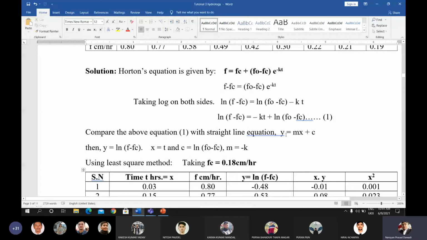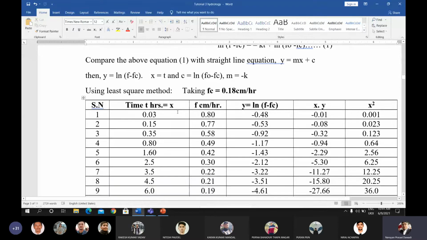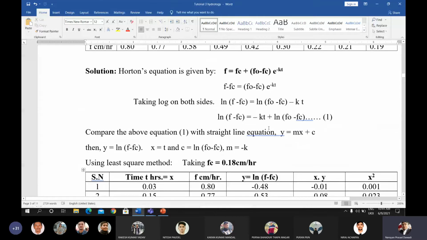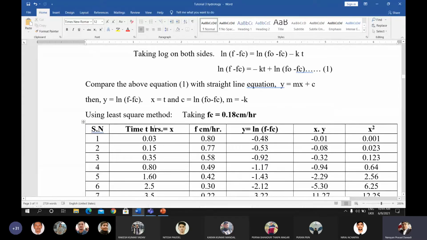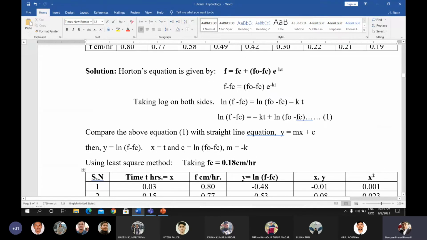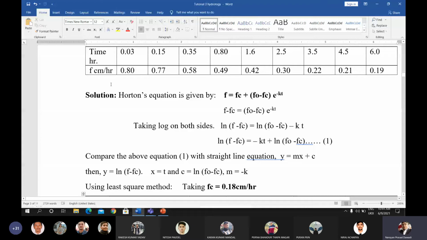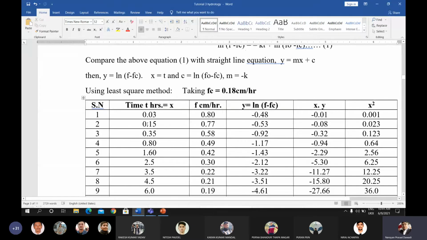We have to find the value of y. This time t hours is related to x, that's why this is x. y is mx plus c, where m is equal to minus k and x is equal to t. Time in hours is t, and this t is considered as x. Now ln(f minus fc). This is the f value, the infiltration rate, given here for the respective time: 0.03, 0.15, 0.35, 0.80, etc.